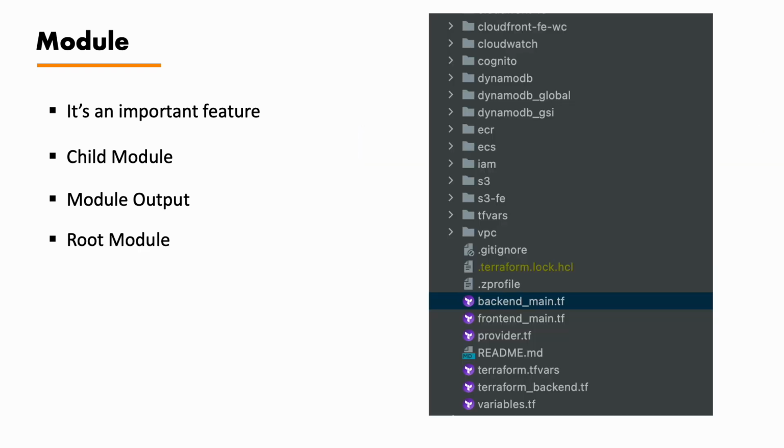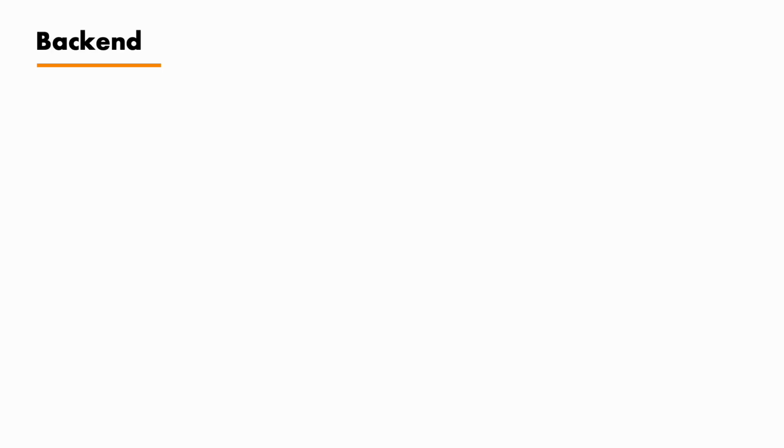Root module: every Terraform will have a root module. Whatever Terraform files exist in this root module will be executed first. You can just treat a module as a function. Basically, you can assume you have a main file, and from within the main file you can call your child functions.